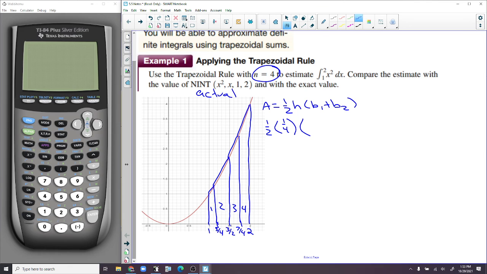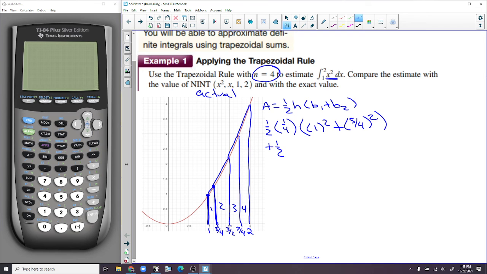And then base 1 is what we would get if we plugged 1 into the function, because these bases are following the function value. So if I plug 1 into the function, we get 1 squared, and then plus the other base, which is what we would get when we plug 5 fourths into the function, because it's going up to that y value. So 5 fourths squared. So there's the first trapezoid. Now we got 3 more.